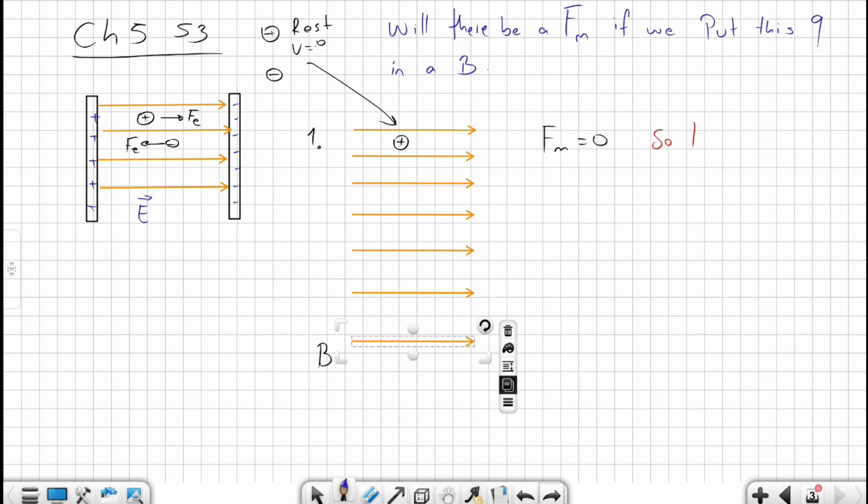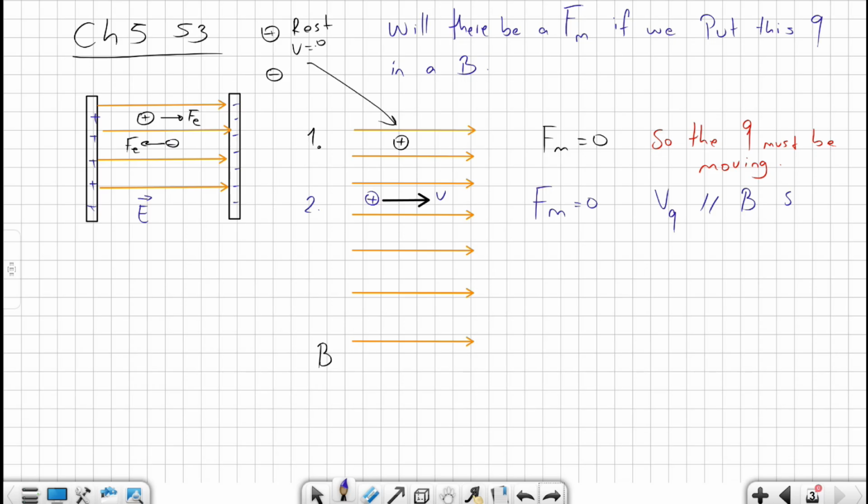So the charge must be moving. Let's have a moving charge then. Let's say that we have a charge that is moving to the right side. The magnetic field is also to the right. Let this be a positive charge. Will there be a magnetic force acting on it? Again, the answer is no. Magnetic force again is equal to 0 because the velocity of the charge is parallel to the magnetic field. So the charge must be moving perpendicularly to the magnetic field so that there is a magnetic force.